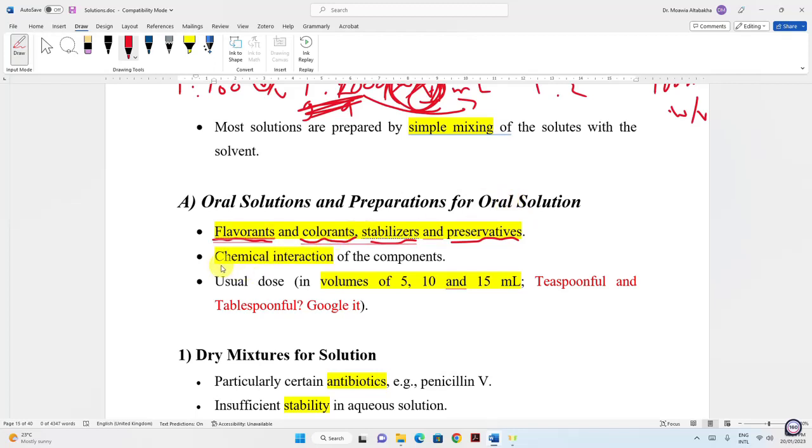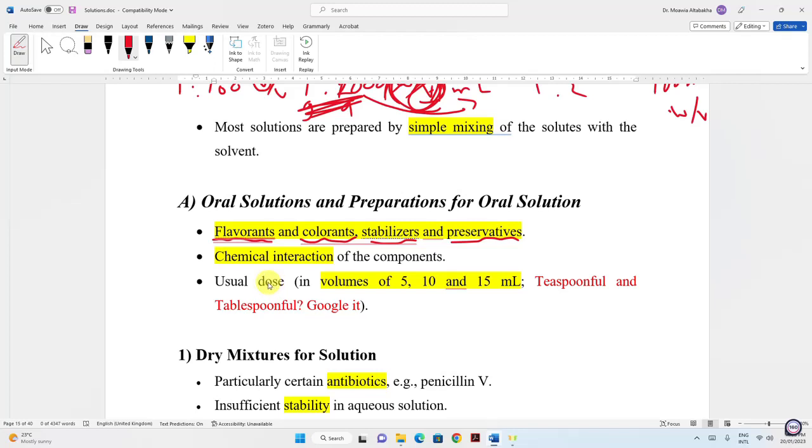Also, you should be aware and you should prevent actually adding components in a vehicle where reaction can happen. Okay, so you don't want to add two components, for example, a weak acidic substance and a weak basic substance. You add it in a vehicle and then an interaction happens between them. Also, you should be aware of the typical doses.